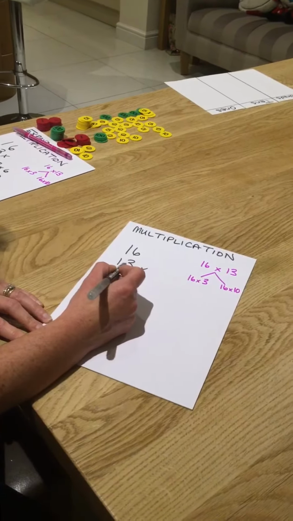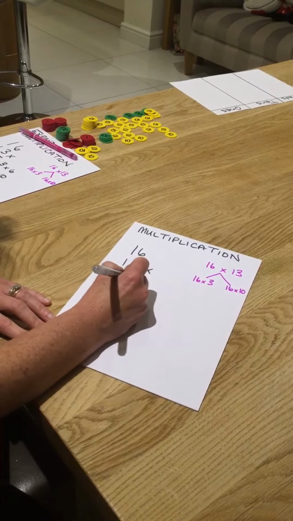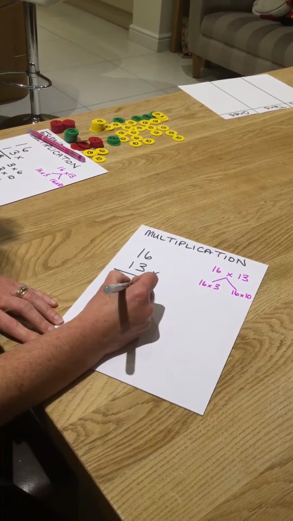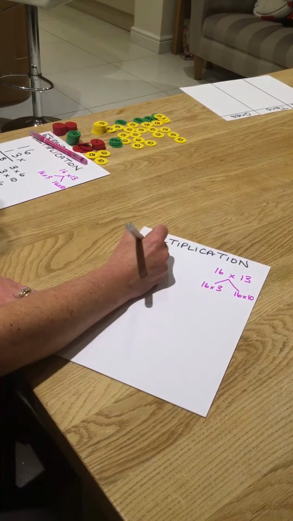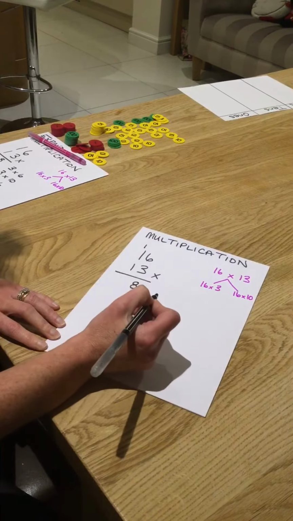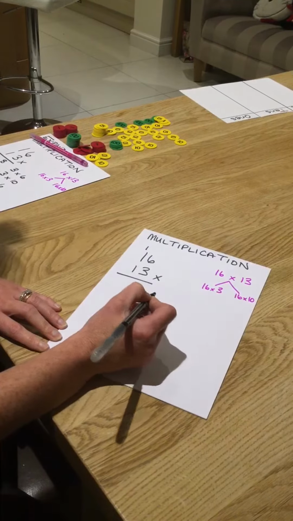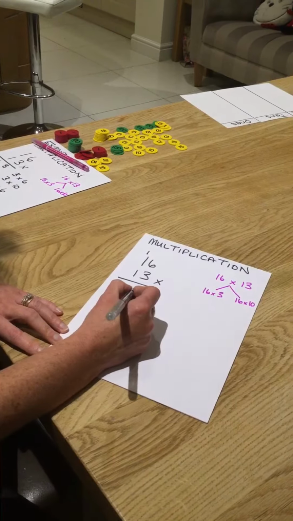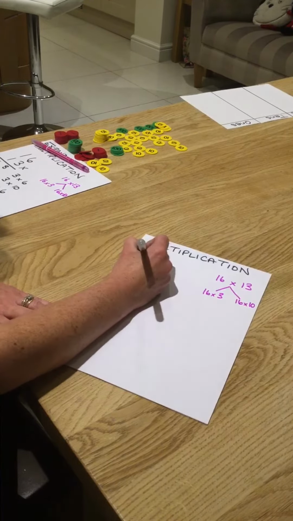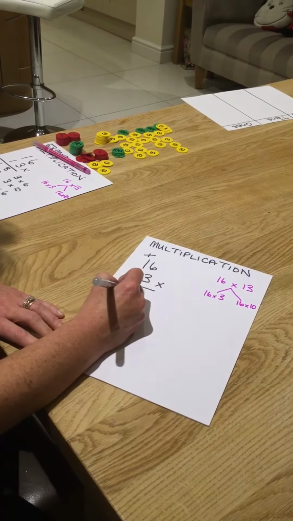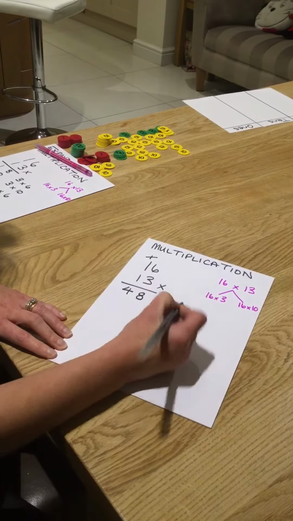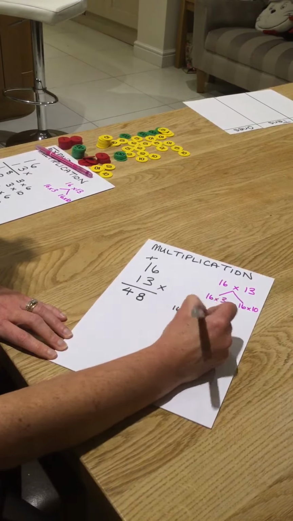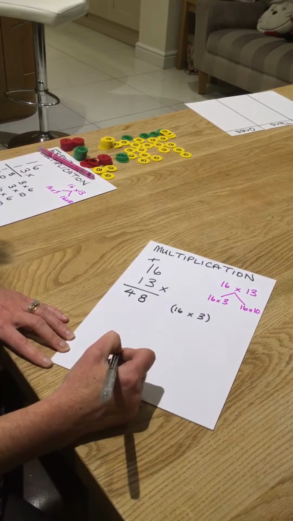3 lots of 6 is 18. I can't write 18 in my ones column, so I write down my 8 ones and put 1 ten in the tens column. Then I move on to 3 lots of 10. 3 lots of 10 is 30, plus my 1 gives us 40. 16 times 3 is 48.